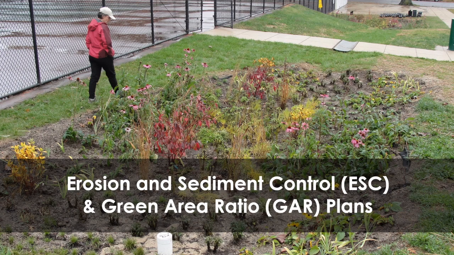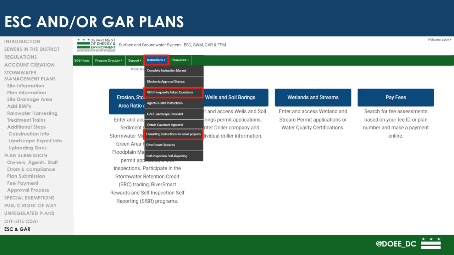Let's go over how to enter projects that have no stormwater requirement and have only erosion and sediment and/or green area ratio requirements. There are instructions for ESC-only plans that can be found under the Instructions tab, and I highly recommend checking these out as well.